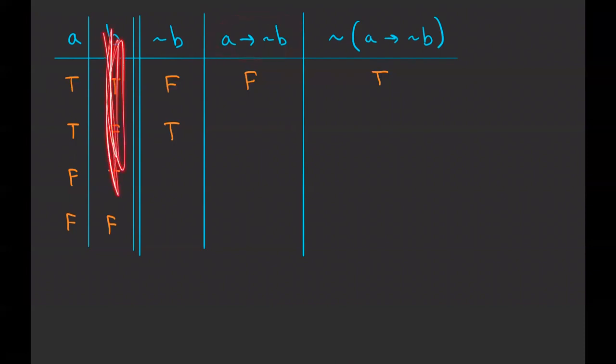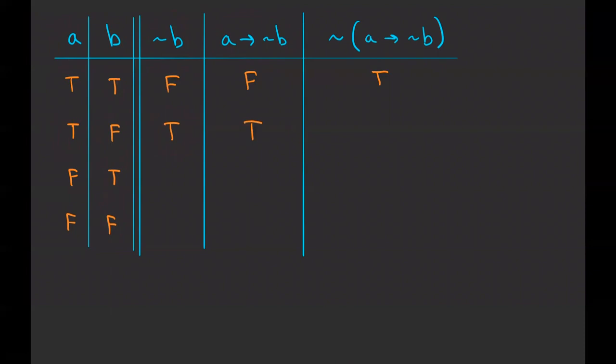I'm not even looking here. I don't care about that. I'm just looking at A and not B. I'm looking at these T's. I have an if true, then a true. That's going to yield a true if you look back at your if-then table.